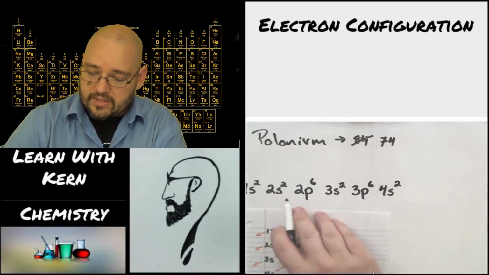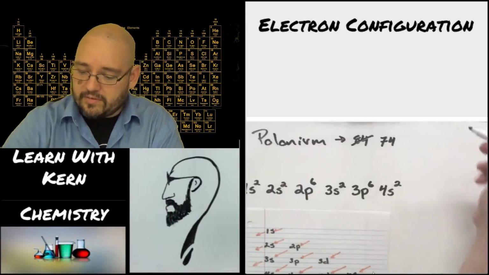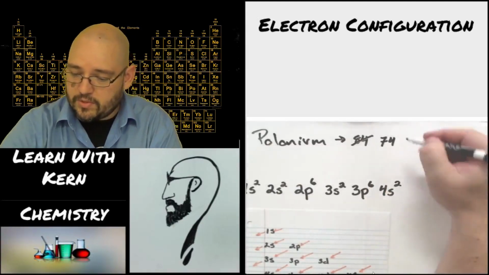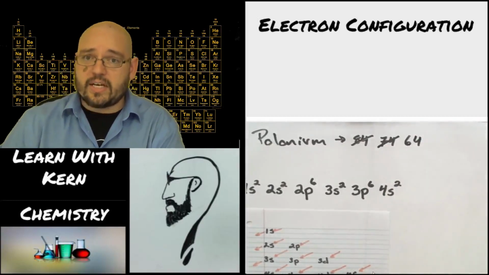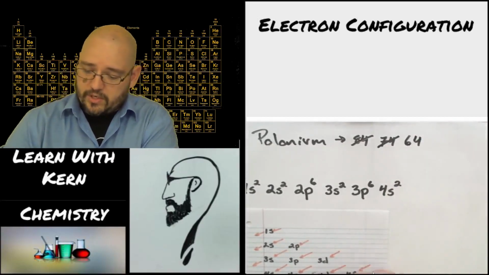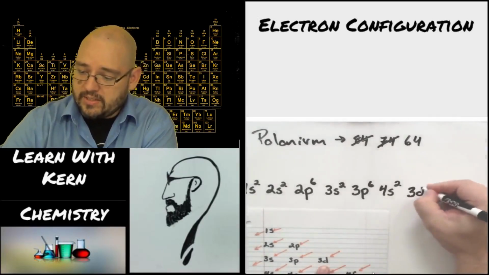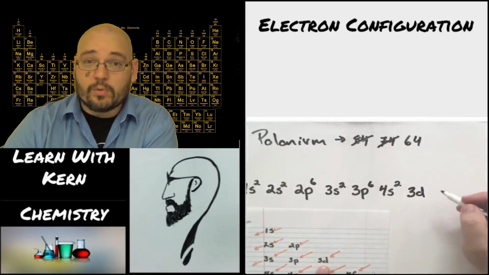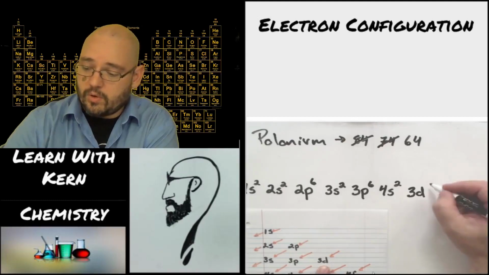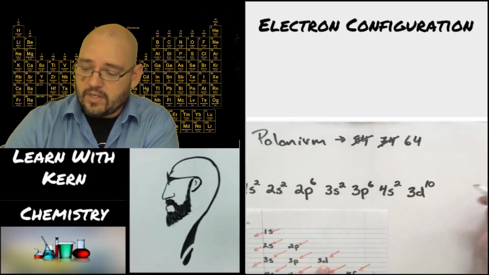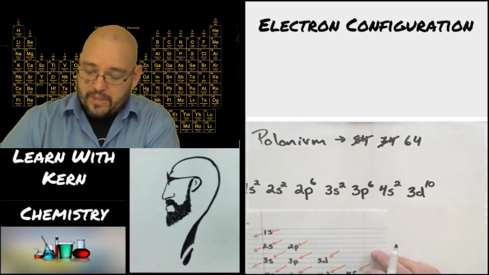Now let's tally up. I've tallied those, so now I have another 10 that I've just used. 2 and 6 is 8 plus 2 is 10. So now I'm at 64 electrons that I have used. Okay, so now I'm going to go to 3d, the next one. A d orbital has 5 suborbitals with 2 electrons each, so a d orbital holds 10 electrons. So 3d10.